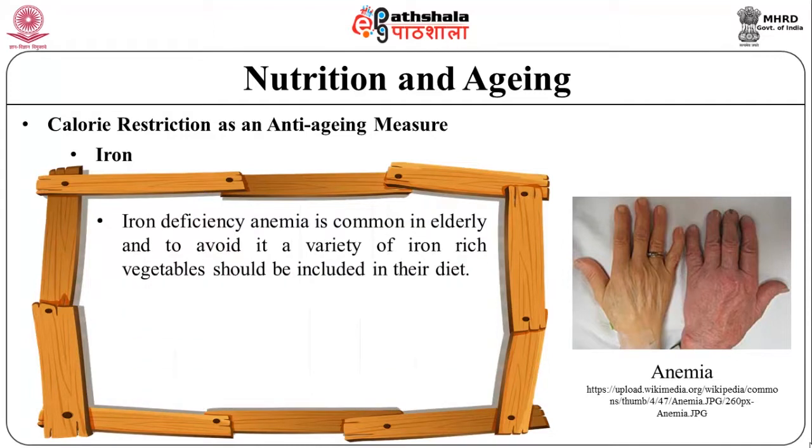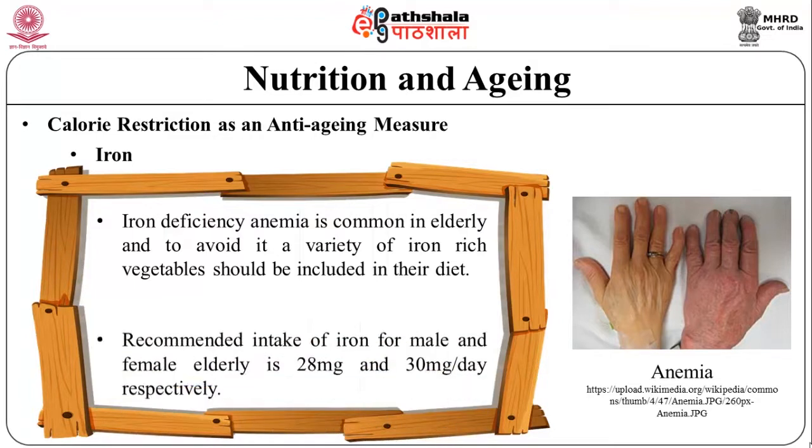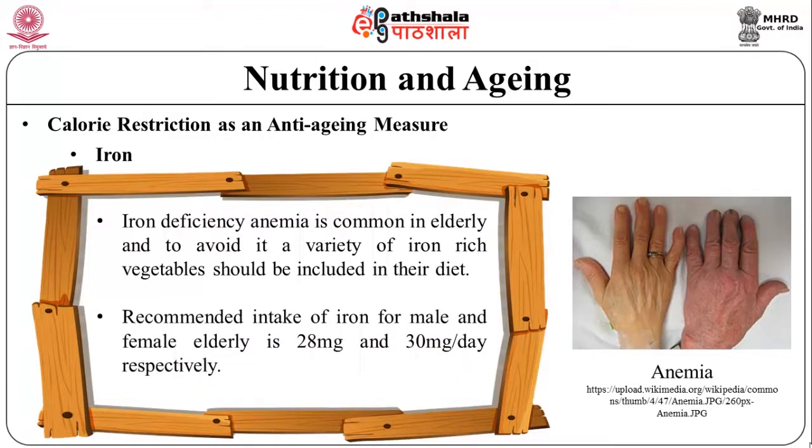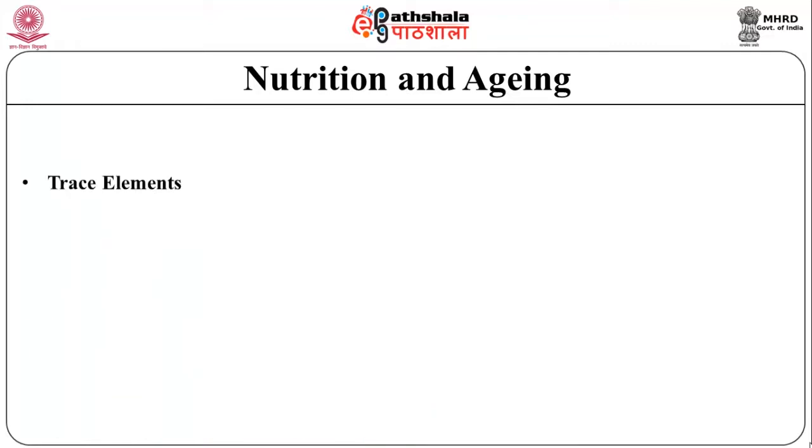Iron deficiency anemia is common in elderly, and to avoid it, a variety of iron-rich vegetables should be included in their diet. The recommended intake of the iron among male and female is 28 mg and 30 mg per day respectively. Now let's see the role of the trace elements.